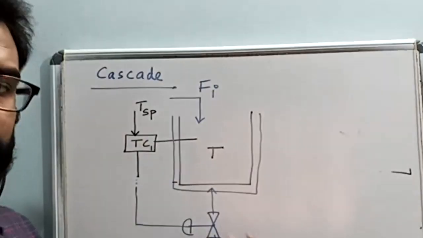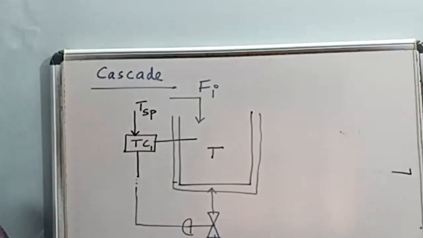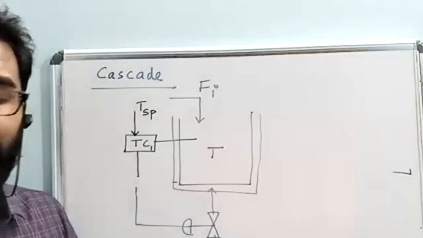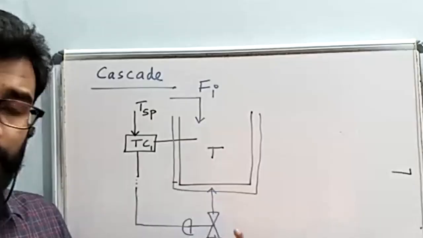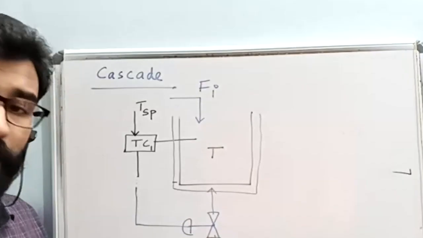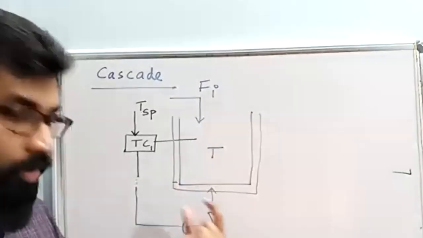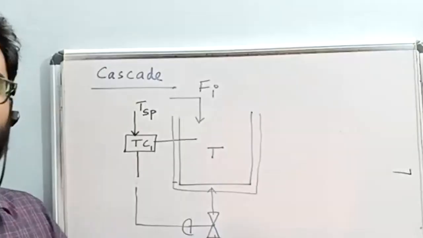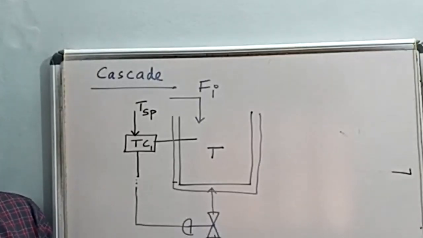If it is an exothermic reaction, the valve will be selected according to what? Our safety purpose. That is, if there is a failure condition, if it is an exothermic reaction, the coolant should always flow in. We should not stop the flow of coolant if there is a failure. So which valve will we select? Air to open, air to close?